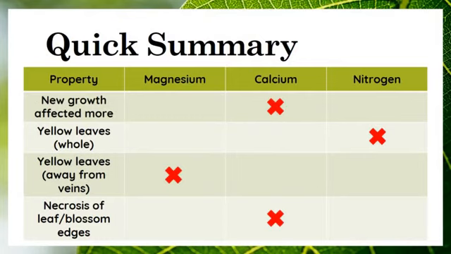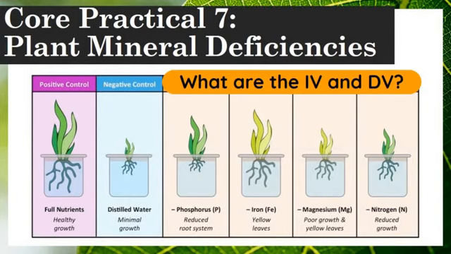So let's look through our answers. If something has a magnesium deficiency, like in our last question, we're looking for more yellowing in the leaves away from the veins. If we've got a calcium deficiency, we've got new growth with particular necrosis of the leaf or the blossom edges. And if something has a nitrogen deficiency, we might notice that the whole leaf is yellow instead and much smaller. And this leads us nicely to how we would investigate this in college.